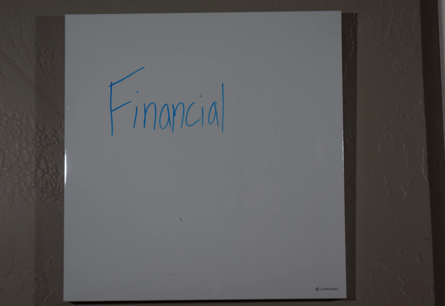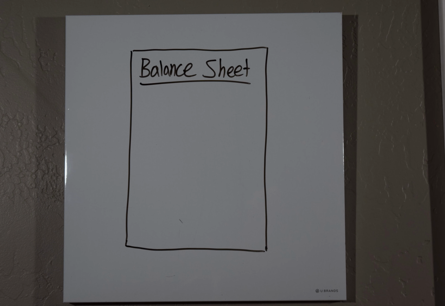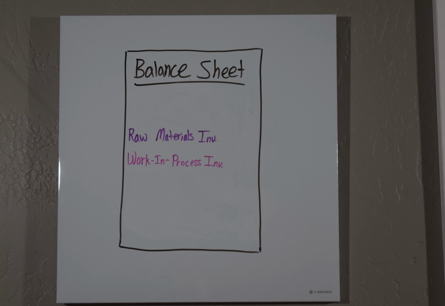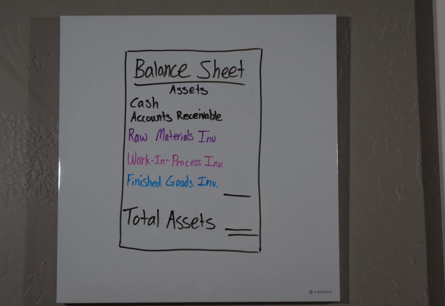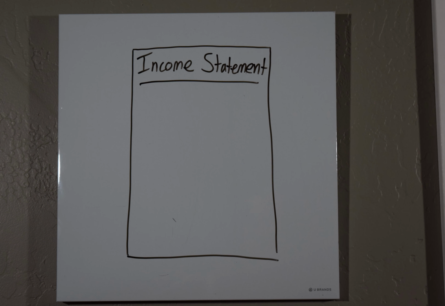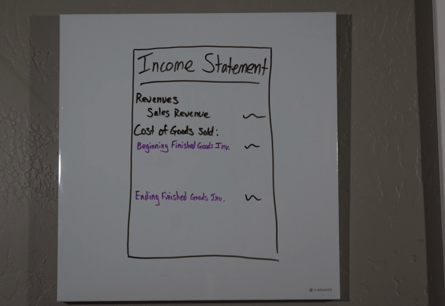Now let's look at some of the financial statements of a manufacturing company. The balance sheet includes the raw materials inventory, work in process inventory, and finished goods. These will all be listed as assets along with the cash, accounts receivable, equipment the company may have, and more. What makes the income statement unique for a manufacturing company is that it will include beginning and ending finished goods inventory and cost of goods manufactured.